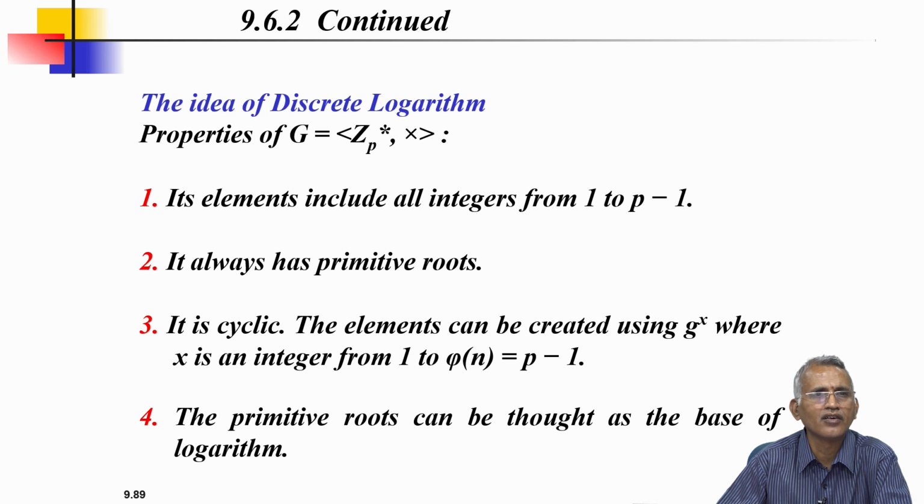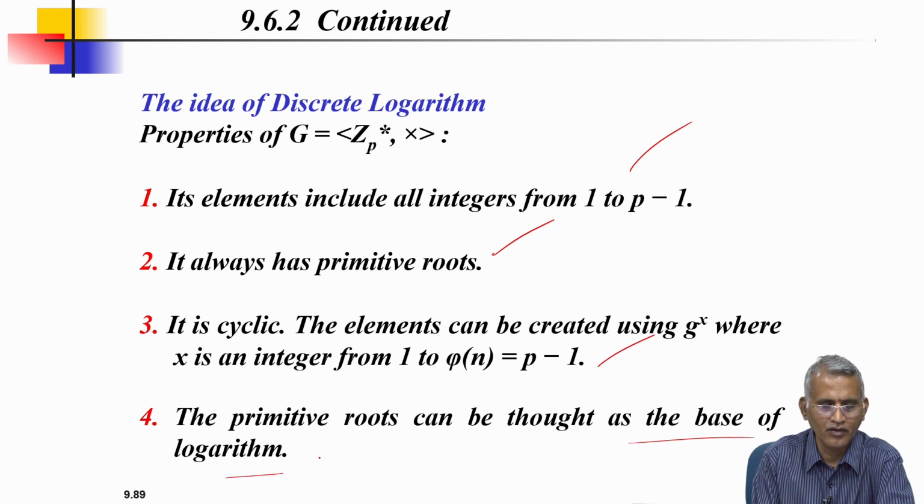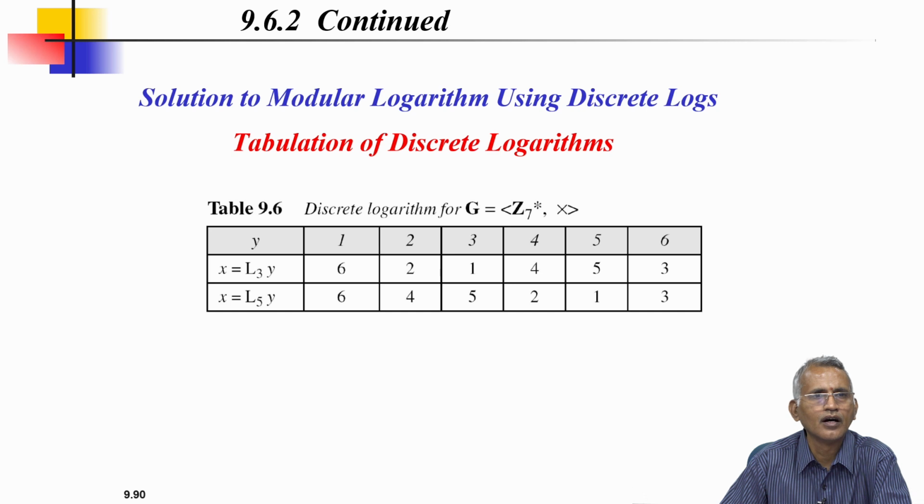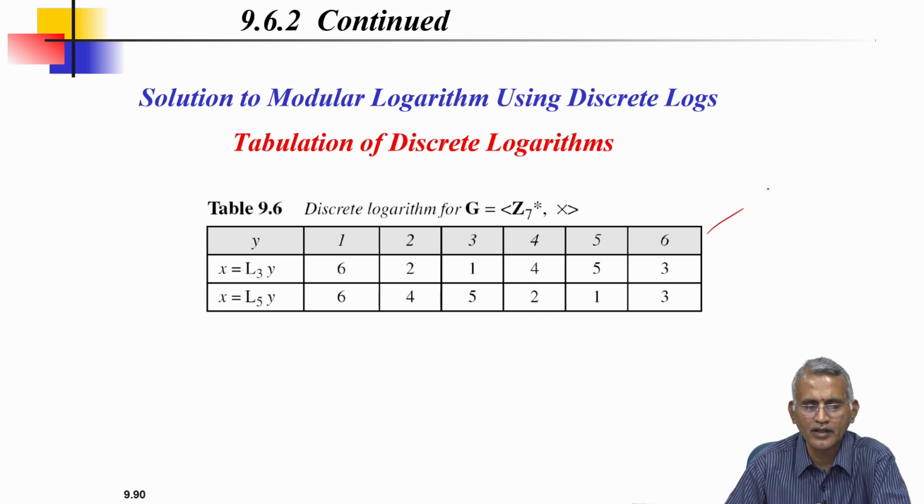And next one is the discrete logarithm. We have a property: in the integers modulo p, whose elements include all the integers from 1 to p minus 1, there is always a primitive root. If it is cyclic, then the values of x run from 1 to phi of n, which is p minus 1. So, the primitive root can be thought of as the base of the logarithm. Solution to modular logarithm using the discrete logarithm: for g equal to 3 in the integers modulo 7, y equal to 1 to 6, and x equal to L_3(y). So, we have the discrete logarithm.